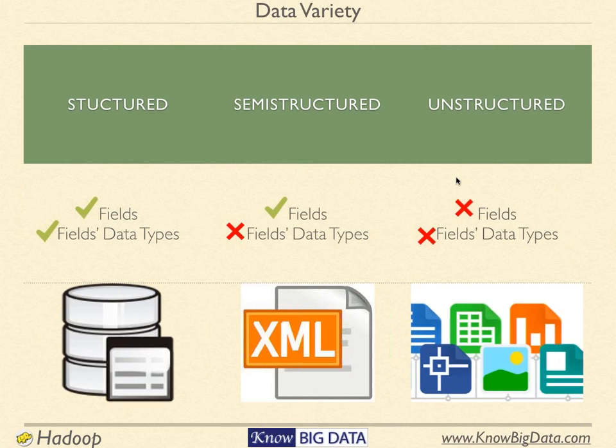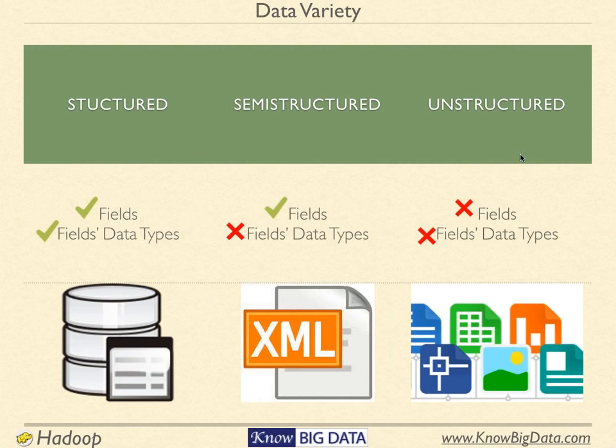So when you know what the fields in your input are and what their data types are, you call your data structured data. In case you know the fields in your input data, but you don't know their data types, then you call your data semi-structured data.